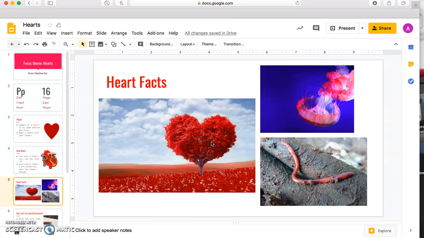Next, they had a slide on heart facts. So again, I told the students to make sure that they're not putting lots of words or long sentences on their PowerPoints. Therefore, they have put pictures, and then they knew what they were going to be talking about. So some facts about hearts is that jellyfish don't have a heart, and worms don't have hearts either. And that typically will get a little discussion going with the preschoolers.